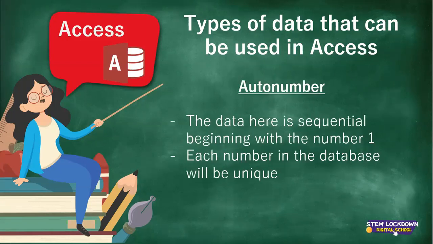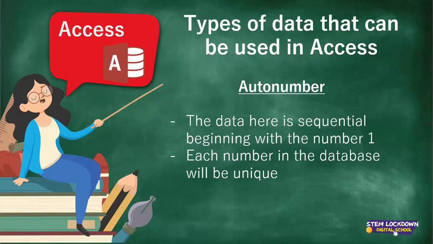Okay, the next one over here is an auto number. The data here is sequential, so basically it moves in order. We've got 1, 2, 3, 4, 5, 6, up to however many rows or records you have in a database. So the first record that you put into your database will automatically be set as an auto number, and it will be given the number 1. The second record that you put in will be given the number 2. The third record that you put in will be given the number 3, and so on and so forth.